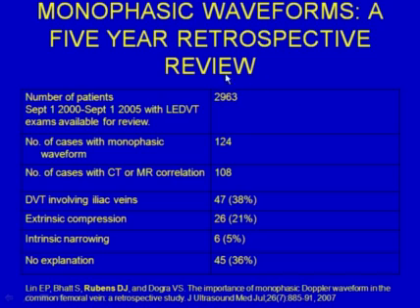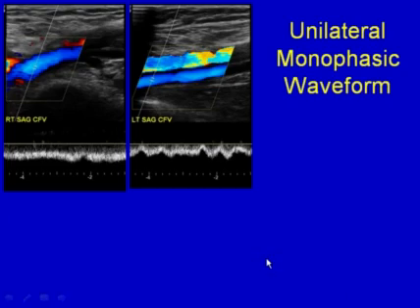Well, when we did our review of our patients, we found that out of almost 3,000 patients, about 124 did have a monophasic waveform, and we had correlation with CT or MR in a good majority of those. We found about 40% of them actually did have DVT involving the iliac veins, so a high incidence of that. About 20% had extrinsic compression, some had intrinsic narrowing, and then unfortunately in a fair percentage there was really no explanation for why we had a monophasic waveform.